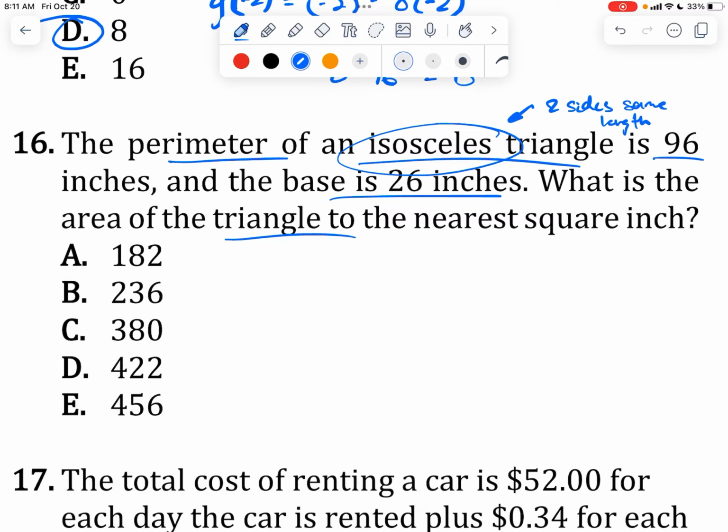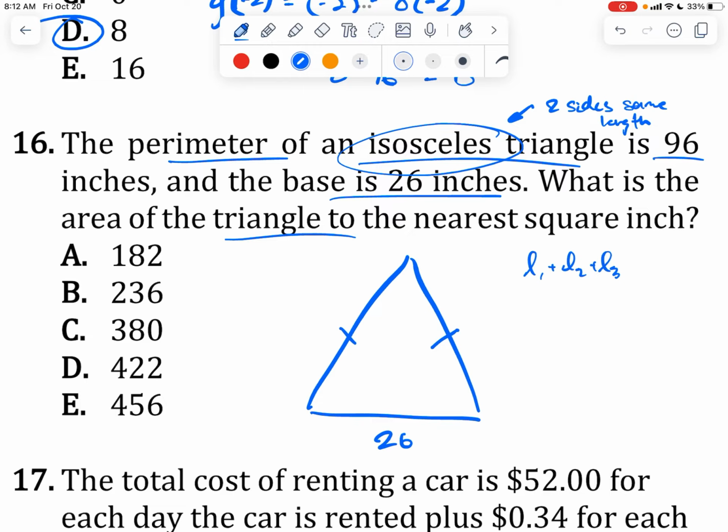Okay, so if I know the base is 26 inches, let's just assume that the two side lengths that are the isosceles ones are not the base. So let's call this 26. We're given 96 as the total perimeter. So length 1 plus length 2 plus length 3 is equal to 96. I'll just say that the base is length 1. Length 2 and length 3 are equal to each other, so really I can combine them and just call them length 2.